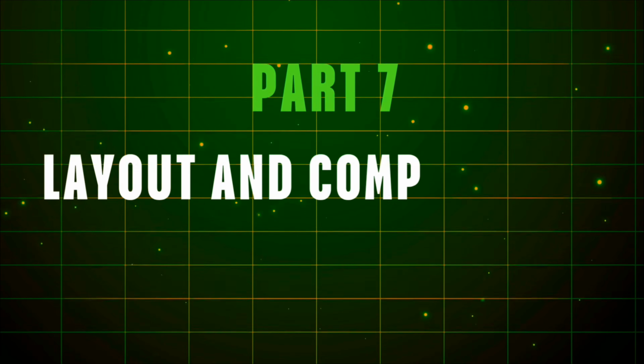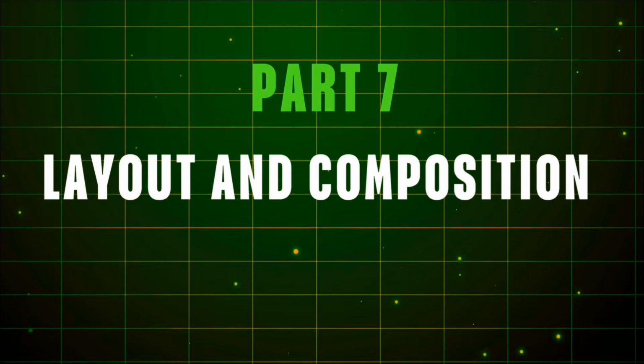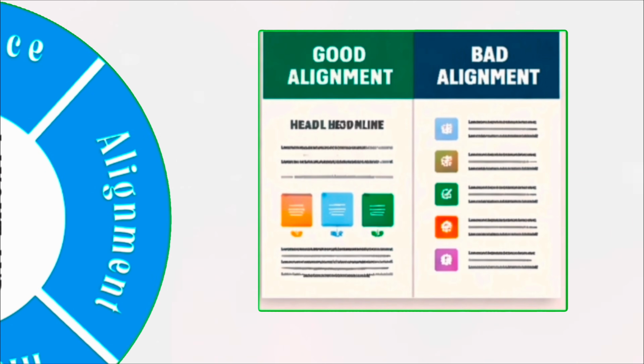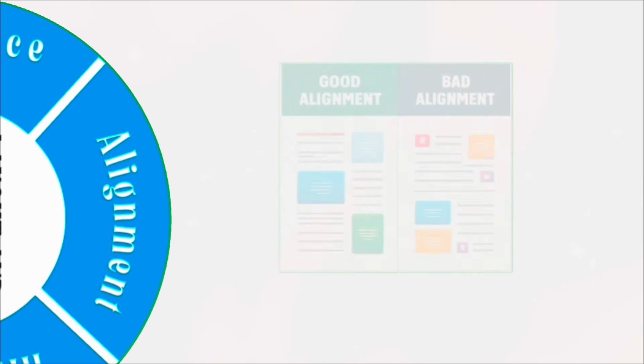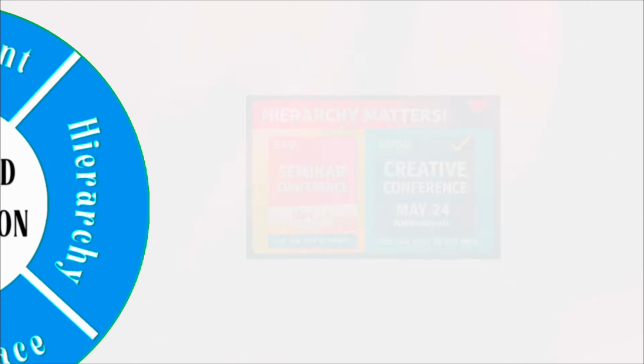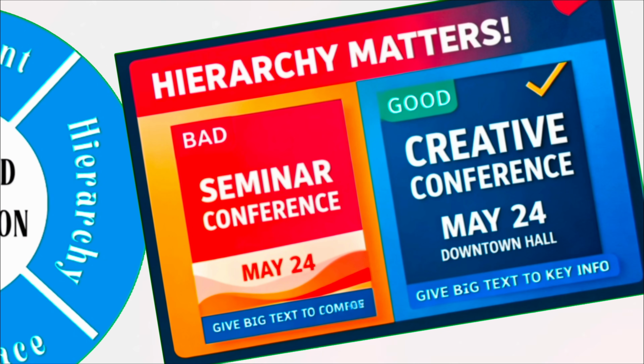Part 7. Layout and composition. Good design guides the viewer's eyes. Use alignment. Center, left, or grid-based layouts always look cleaner. Use visual hierarchy to control attention. Big elements first, small elements last.